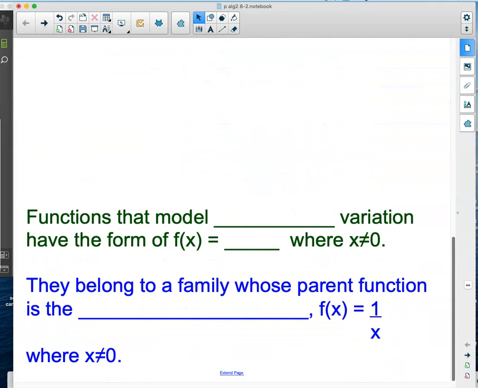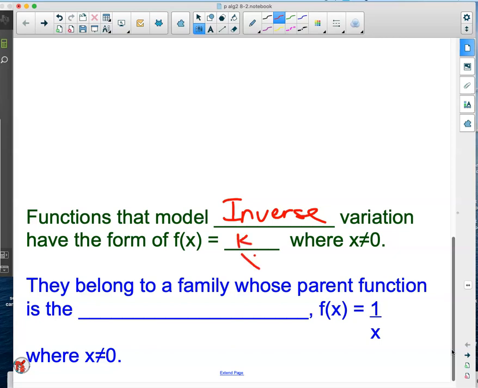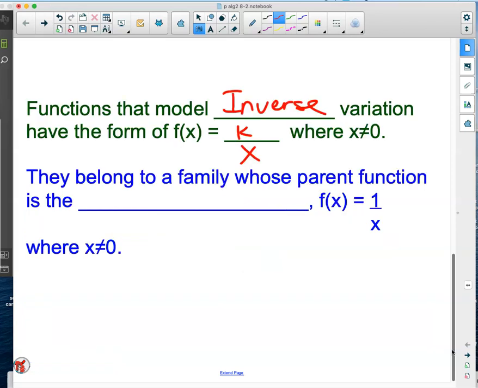Now, what we have to do is just look at basics here for our graphs. And functions that model inverse variation are what we've been studying and taking a look at, along with other forms of variation. Those have the form f of x equals k over x. So that we already know. And x can't be 0 because you can't divide by 0. Now they belong to an entire family of graphs that have a parent function, and these are called the reciprocal functions. That have a little parent function, f of x equals 1 over x.